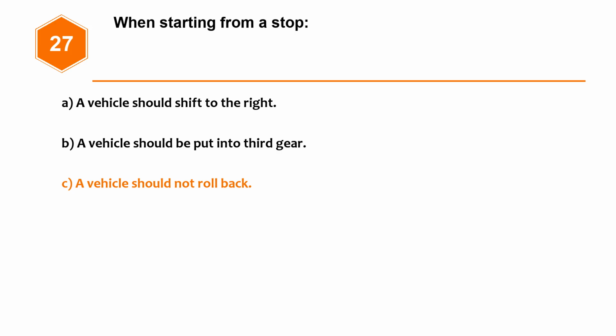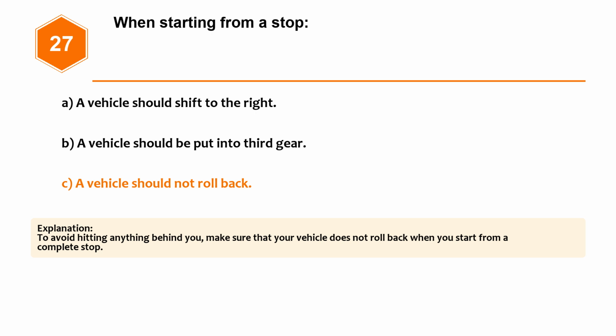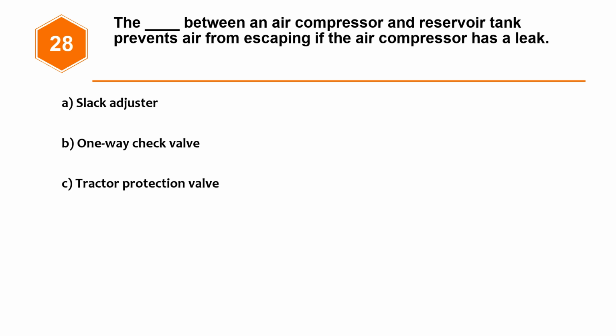The correct answer is option C. A vehicle should not roll back. Explanation. To avoid hitting anything behind you, make sure that your vehicle does not roll back when you start from a complete stop.